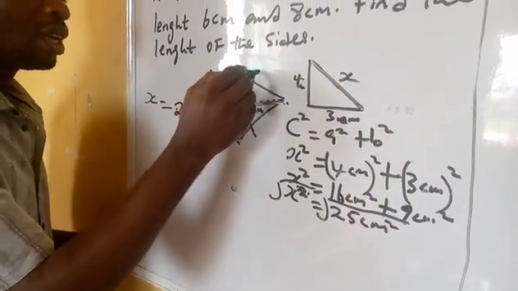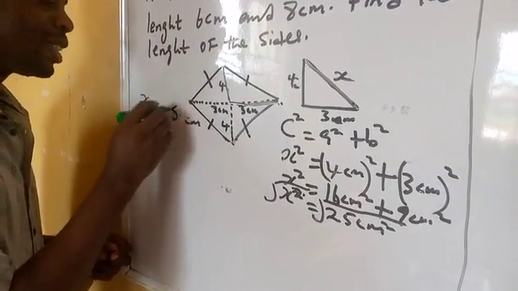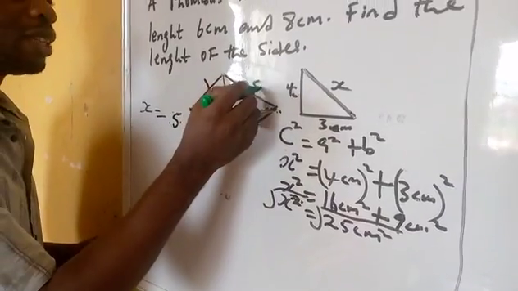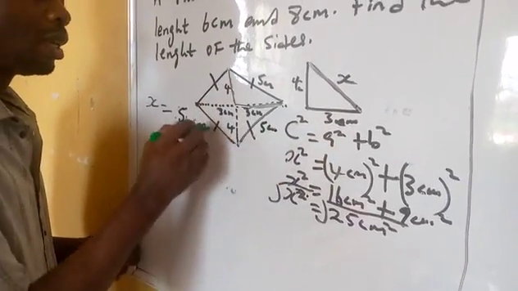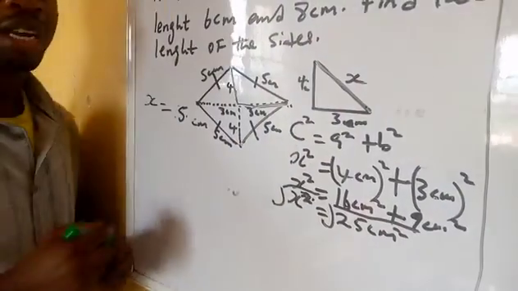So this place is what? Square root of 25 cm squared is what? 5 cm. So it means this place is 5 cm, this place is 5 cm, this place is 5 cm, this place is 5 cm. So that's the length of the side. Thank you.